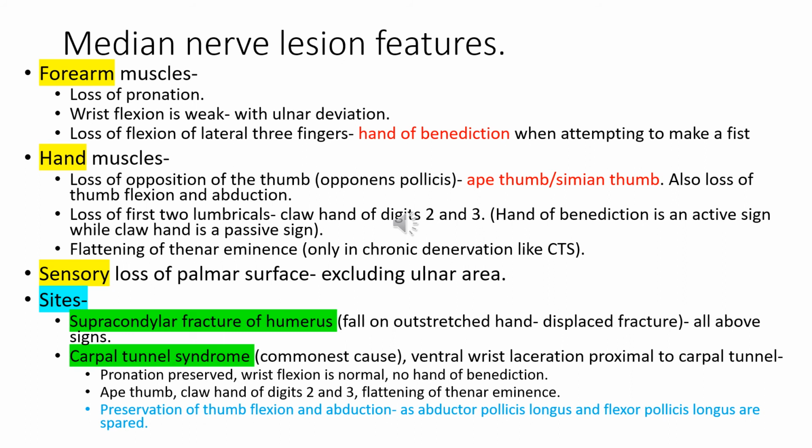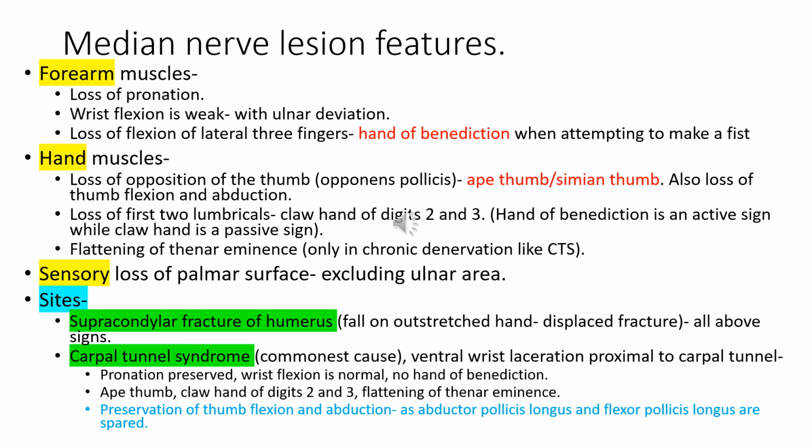Next, about sensory loss. As we know, the median nerve supplies the entire palmar surface, excluding the medial 1.5 digits, which is supplied by the ulnar nerve. So we have sensory loss of the palmar surface. Now the sites of median nerve damage.